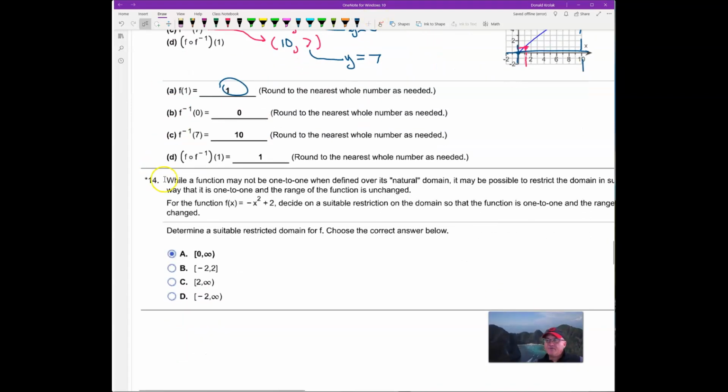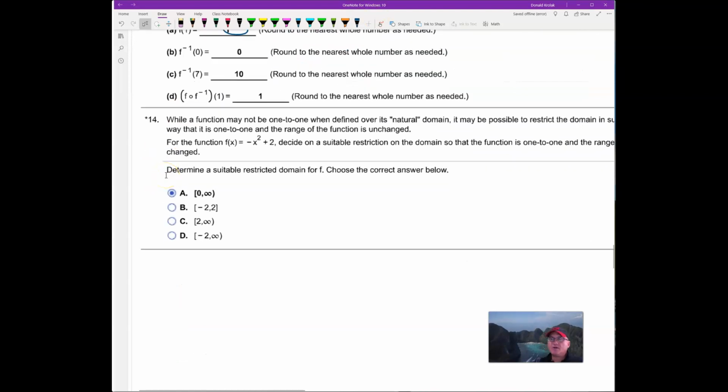All right, while a function may not be one-to-one when defined over its natural domain, it may be possible to restrict it so that it is one-to-one. This was the stuff that we did the other day. For the function negative x squared plus 2, decide on a suitable restriction on the domain so the function is one-to-one. And all of them that we've been working on so far have been parabolas. So, and they'll be like that on your test.